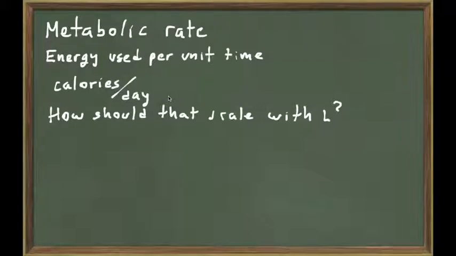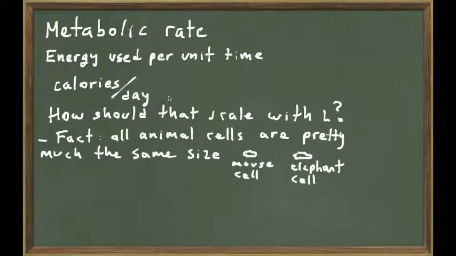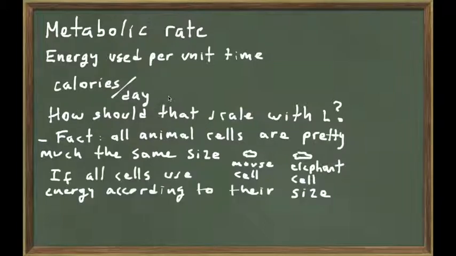Now, how should that rate scale with the linear dimension of the animal? Let's see if we can predict that. We can make a prediction about that. It is a fact that all animal cells are pretty much the same size. Like I mentioned with the muscle fibers, they look very much the same across species. The size of a mouse cell is not smaller than the size of an elephant cell. It's about the same size. It's just that an elephant has many more cells, of course. But the cells are not bigger.